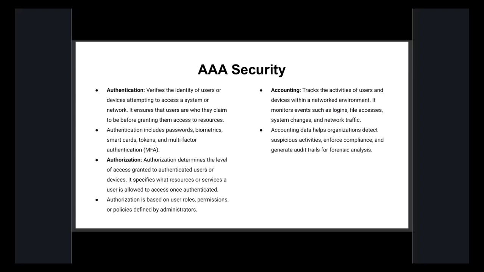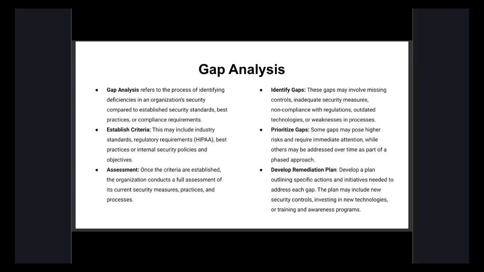And the third A is accounting. Accounting is how we can create records that will track the activities of our users and devices on the network. This is where we can create records and archives for things such as user logins, file accesses, and network traffic. So remember, authentication is verifying users' identity. Authorization is granting network access to authenticated users. And accounting will be records of all of the activities for our network users and devices.